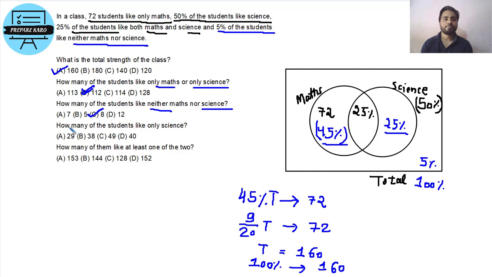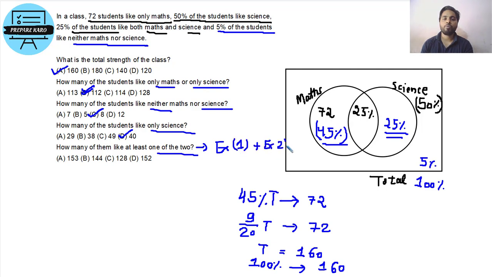Option C. How many of the students like only science? Only science means 25%. If 100% is 160, 25% is 40. Option D. How many of them like at least one of the two? At least one of the two means total minus none. At least one of the two means exactly 1 plus exactly 2.